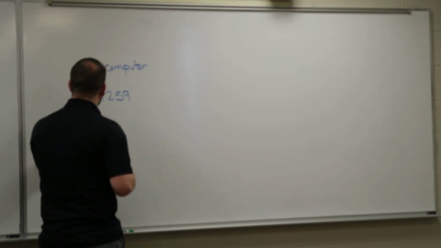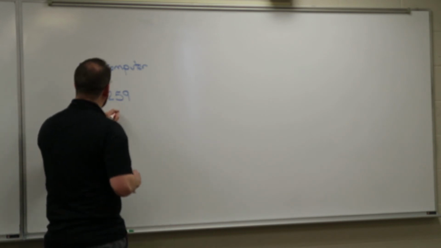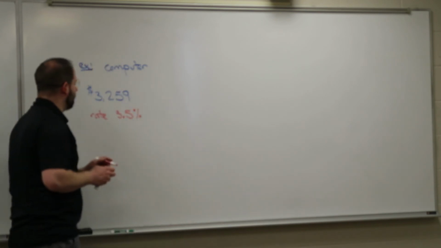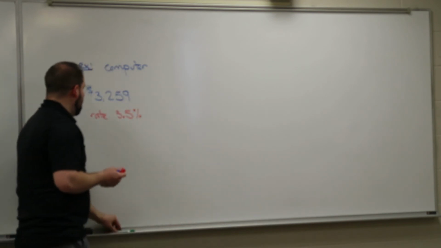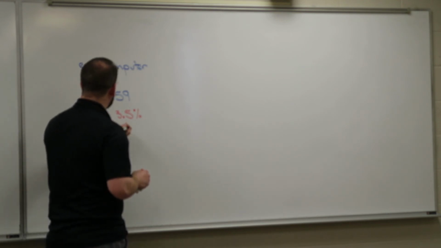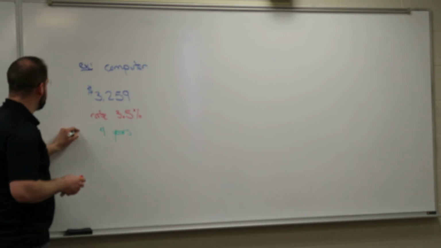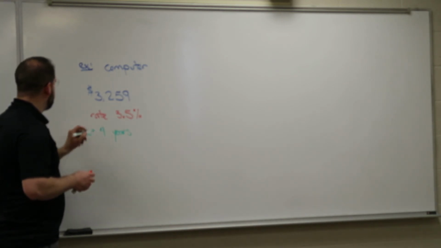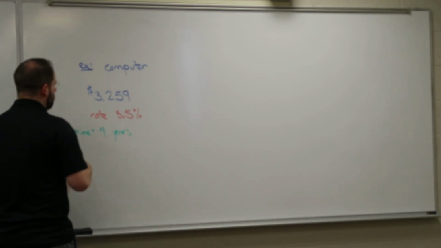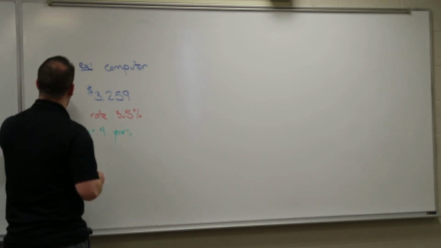Your interest rate you're getting charged is 3.5%, and we're going to take out the loan for 4 years. That's the time that we're going to be taking out this loan. Okay, 4 years, all right. My rate, and the top number is my principal, the amount I'm borrowing.